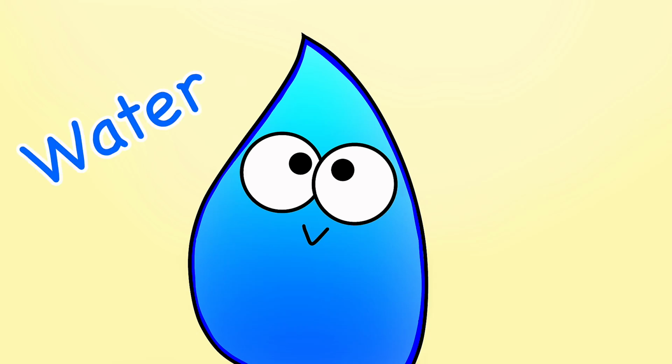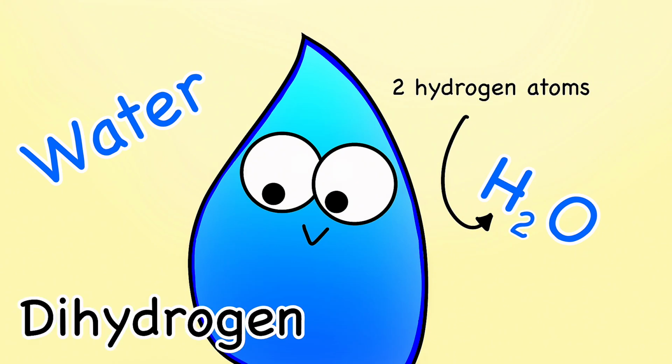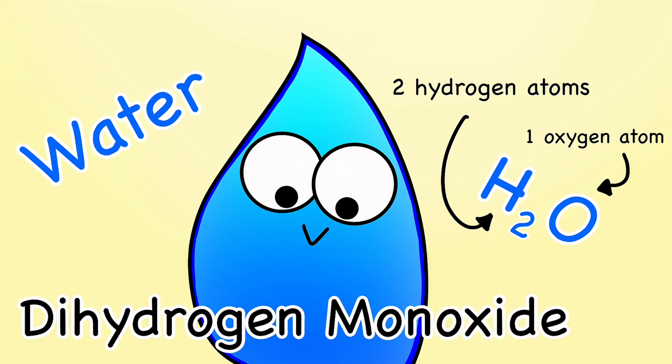Remember I mentioned water? We all know that water is H2O. There are 2 hydrogen atoms, so we should first write dihydrogen because di means there are 2, and there are 2 hydrogen atoms. Then there is 1 oxygen atom, so after dihydrogen we would write monoxide because mono means 1.